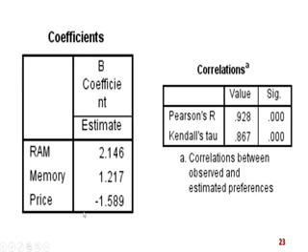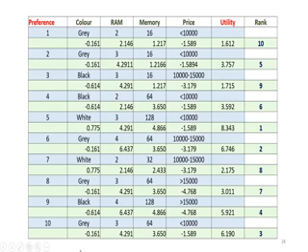This also tells me that price is negative, indicating that the higher the price, the less will be the utility associated with it. And there is a correlation between observed and estimated preferences. The correlation between observed and estimated preferences is quite high, and significant. That means the model has justified the data on which it is built.